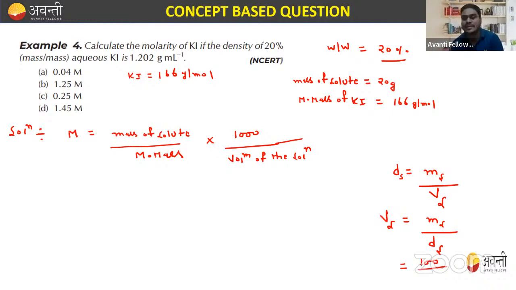Similarly, what is the density here? The density of the solution, ds, is provided, that is 1.202. So this gives the volume of the solution.